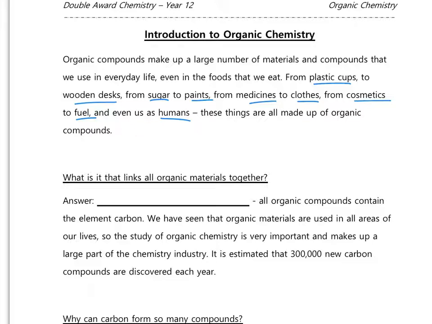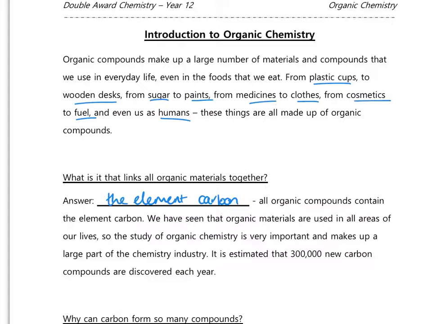So what is it that links all organic materials together? What is this study of organic chemistry about? Well, you may have heard this in the first video in the introduction, that organic chemistry is all about the element carbon. So all organic compounds contain the element carbon. And there may be other elements there as well, but it must contain the element carbon.